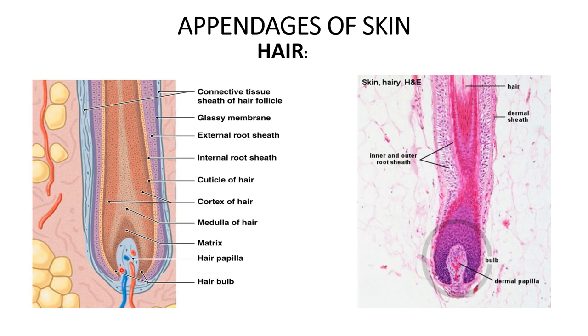Hair bulb, hair papilla. So this is basically the shaft, which consists of the medulla and the cortex. Then we have the inner root sheath and the outer root sheath. This is the hair bulb.